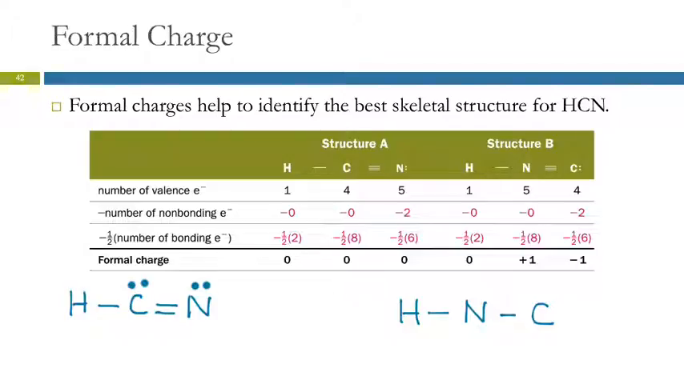And now carbon's good, but the nitrogen's still not good. So I'm going to take this lone pair off of carbon and share it with nitrogen. And then let's do the other one. We're also going to end up with a triple bond and 2 lone pairs.